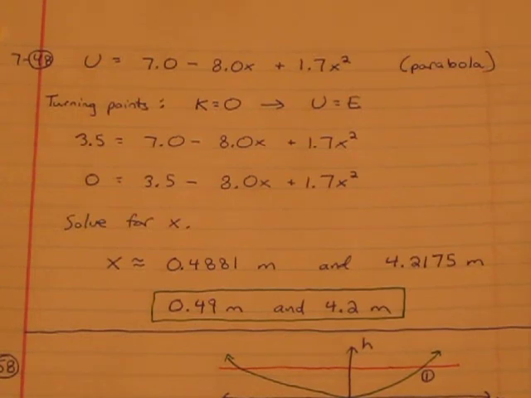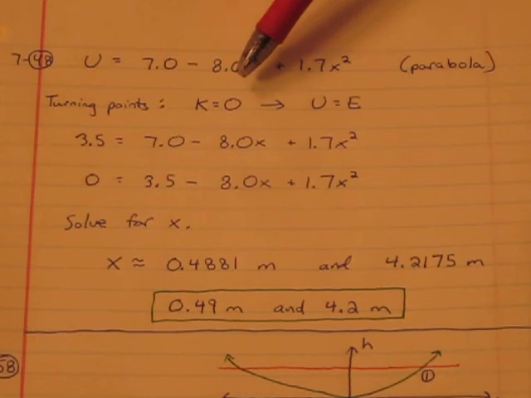All right, when you look at this equation, it's a quadratic equation. Hopefully you can see it's a parabola. You can graph the equation. That's a pretty neat thing to do. I haven't done it here, but recognize it's a parabola. The turning points are going to be where kinetic energy is equal to 0.